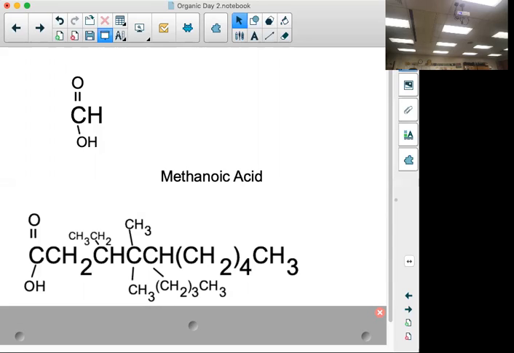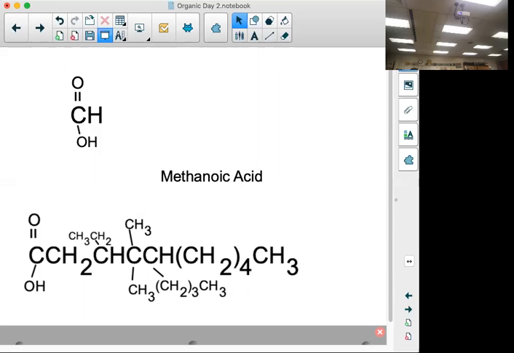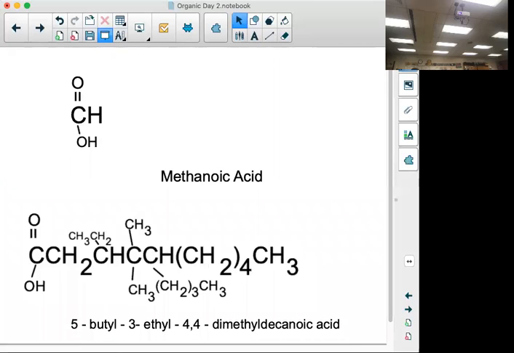C double bond O, OH, CH2, CH with a CH2, CH3, C with a CH3, CH3, CH with a CH2, CH2, CH2, CH3: 4 CH2s and a CH3. Now we put them in alphabetical order. Those are meth, that would be a but, so butyl goes first alphabetically. We would name it 5-butyl, 3-ethyl, 4,4-dimethyl, and there's 10 carbons across it. So we exactly know what that is.